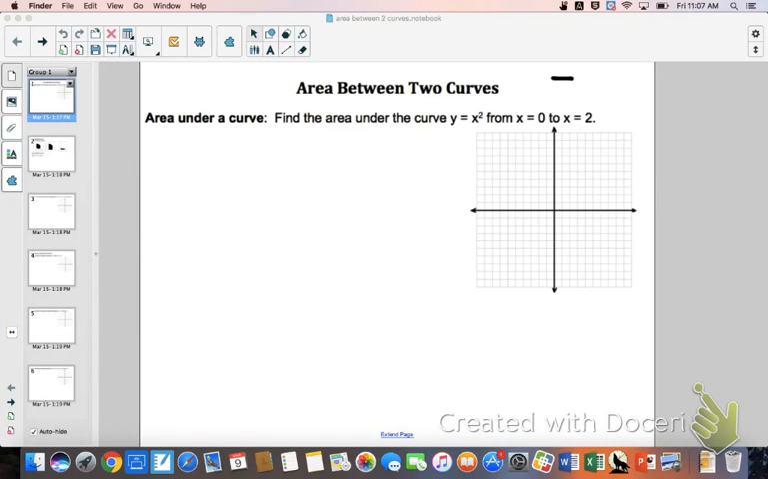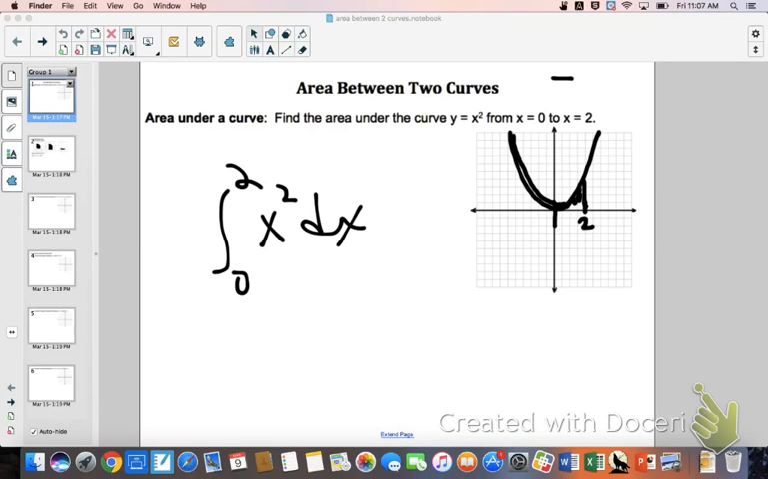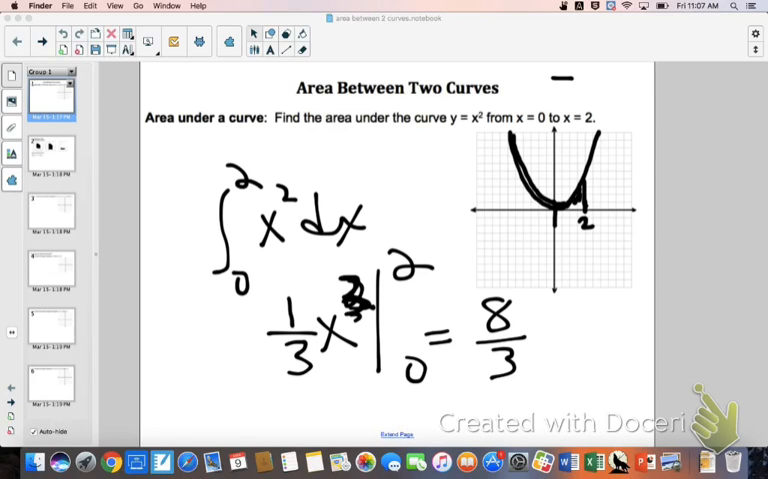Okay, so we're talking about the area between two curves. First of all, a little refresher. Area under a curve: if we need to find the area under the curve of y equals x squared from 0 to 2, that's just the integral from 0 to 2 of x squared dx, right? And we just do that integral, 1/3 x cubed, from 0 to 2, which means you get 8/3 minus 0, so you get 8/3 for that area.